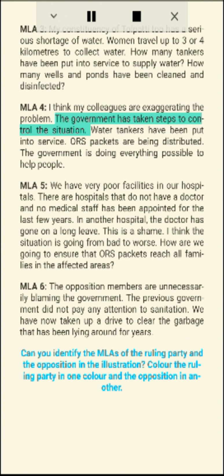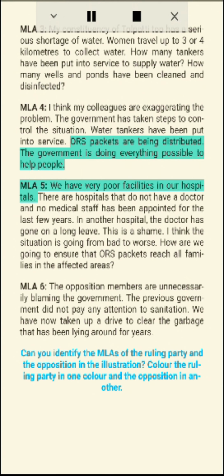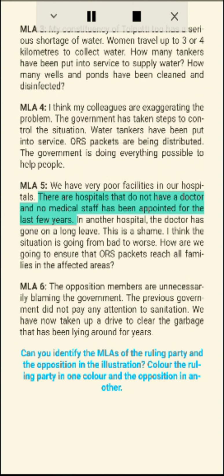MLA 4: I think my colleagues are exaggerating the problem. The government has taken steps to control the situation. Water tankers have been put into service. ORS packets are being distributed. The government is doing everything possible to help people.